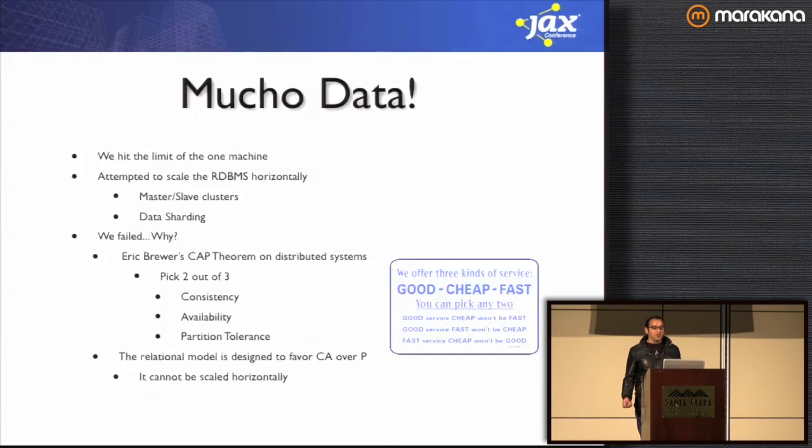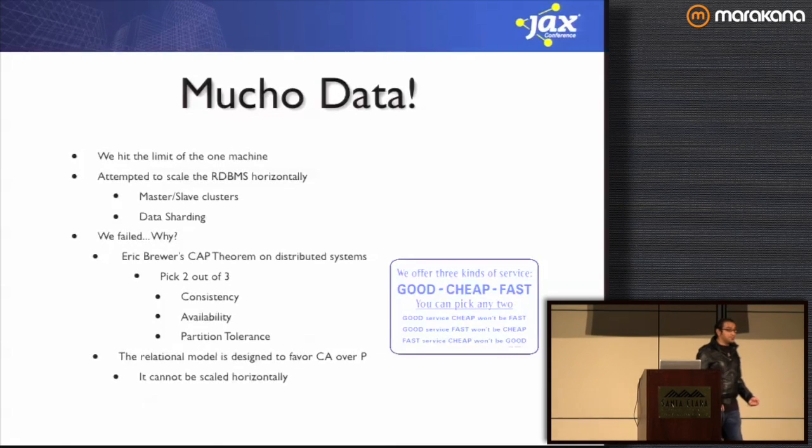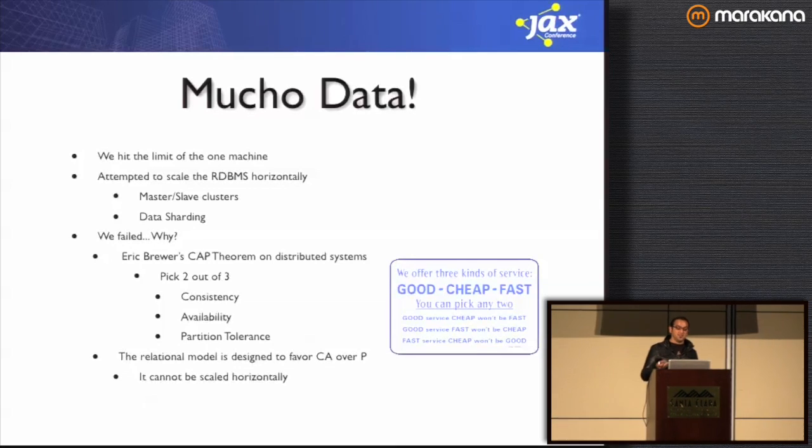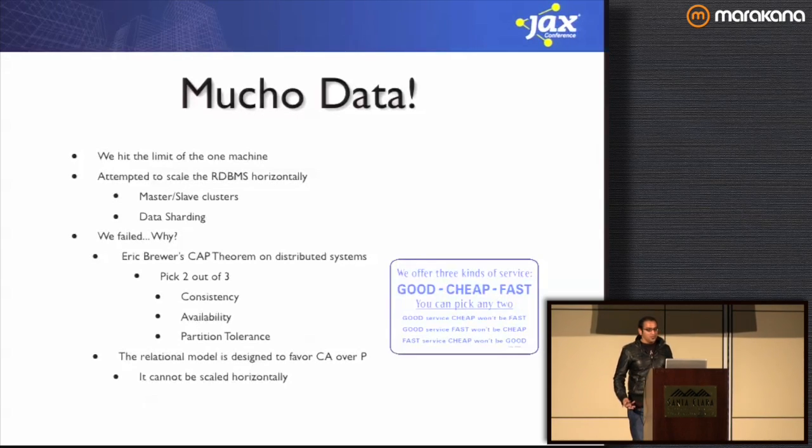So why is that? This is because of Eric Brewer's CAP theorem of distributed systems, which literally tells you that you can only have two out of the three: consistency, availability, and partition tolerance. Partition tolerance simply means that you're running in a cluster that is fault tolerant. So the relational model is designed to favor CA, to favor consistency, to guarantee ACID transactions and all that, and availability. You want the database to be available all the time. So by the CAP theorem, you just cannot scale it horizontally.